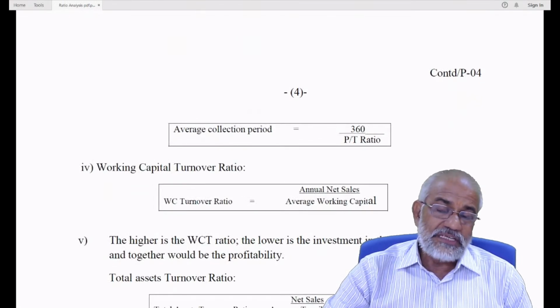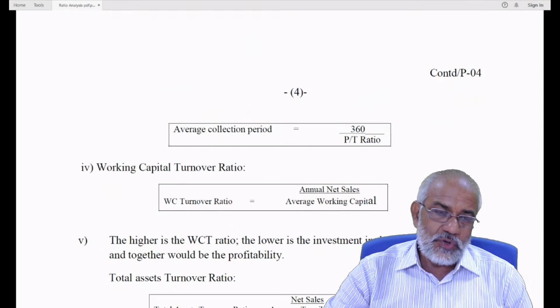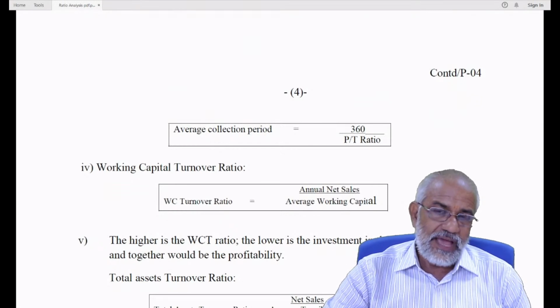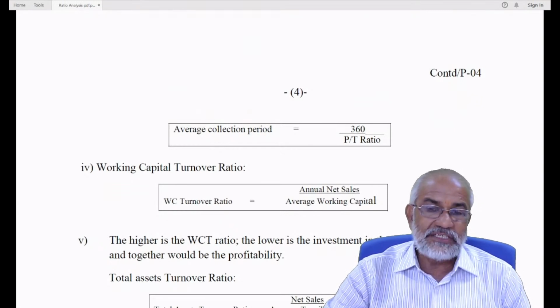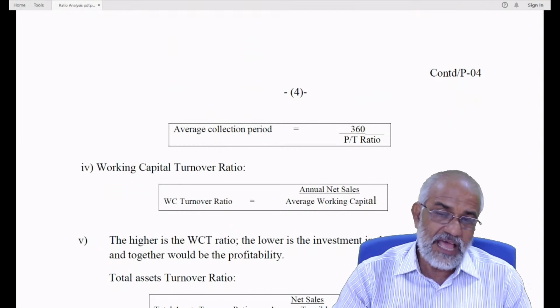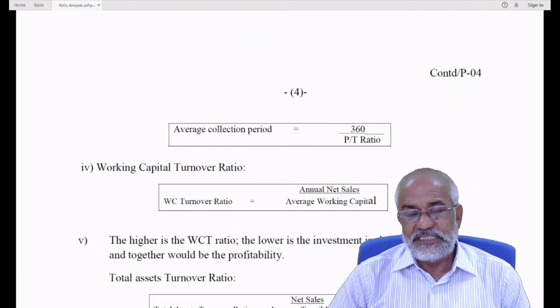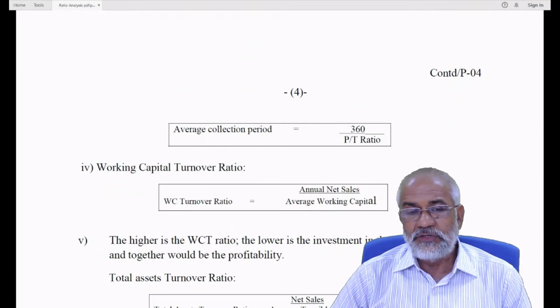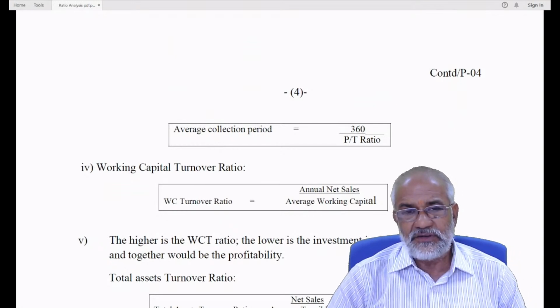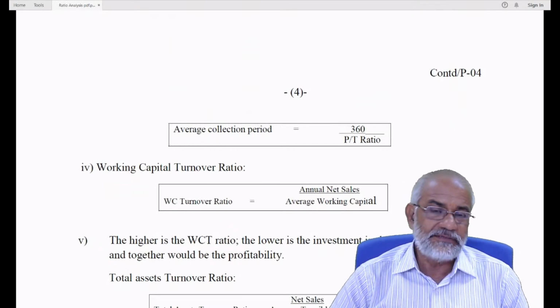Then after calculation of the payable turnover ratio or creditors turnover ratio, we may be asked for computation of the average payment period. In case of debtors, it is average collection period; here it is average payment period. 360 divided by the payable turnover ratio or creditors turnover ratio, that would give the result of the average payment period.